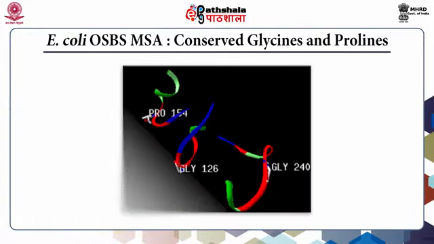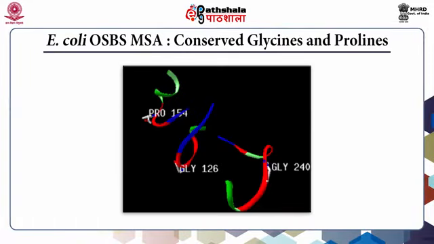The predictions for the presence of glycine 126, proline 154 and glycine 240 within short stretches revealed introduction of a turn or small loop in the 3D structure, and it was actually found in the available 3D structure of E. coli OSBS, as displayed in red colored turns and loops in this slide.